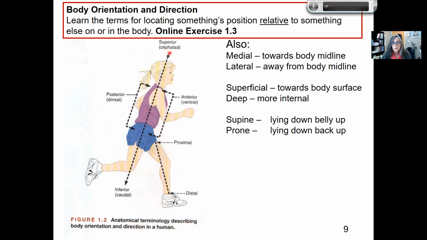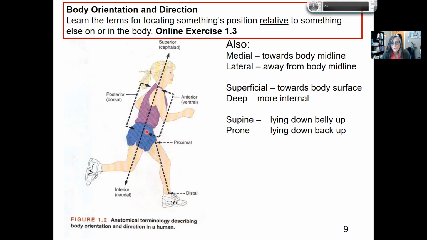So superior is also called cephalad, and inferior is also called caudal. Really, there may be one or two examples using cephalad and caudal, but in human anatomy and physiology, we tend to use superior and inferior more. So we can easily say that the shoulders are superior to the knees. The knee is inferior to the hips.